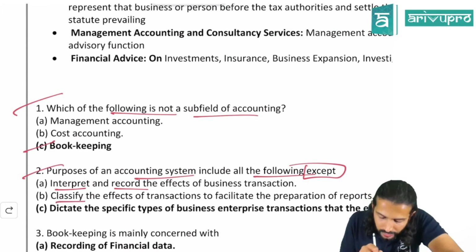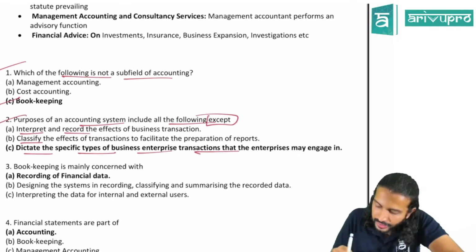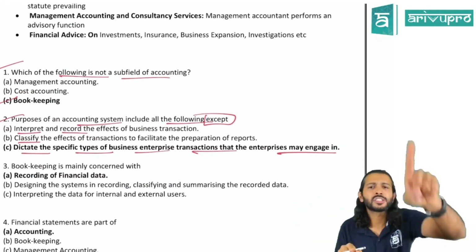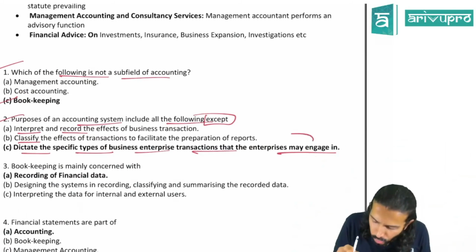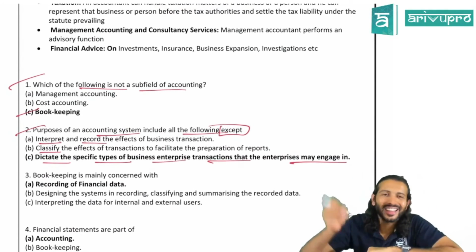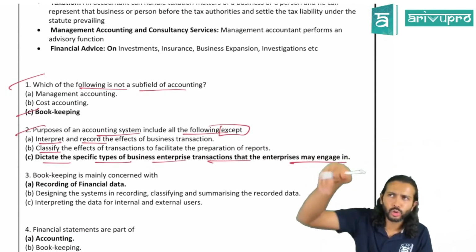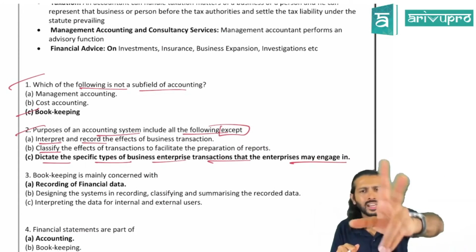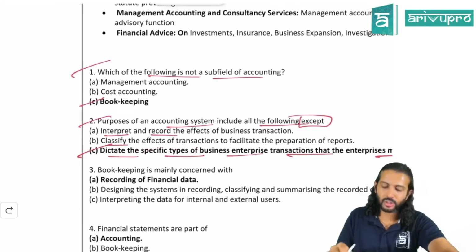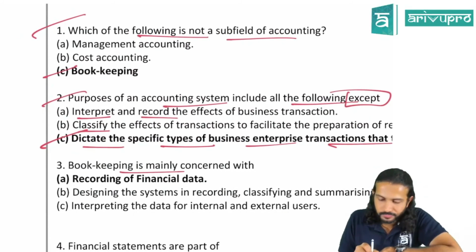Yes. Okay. Dictate the specific type of business enterprise transaction that the enterprise may engage in. Will any accounting tell you this business you should do, this business you should not do? Does accounting dictate terms like this? No, accounting just deals with recording and other things. It will not dictate whether you should take a particular decision or not. Accounting will not override that. Hence, this is not a purpose of accounting. Answer is C.